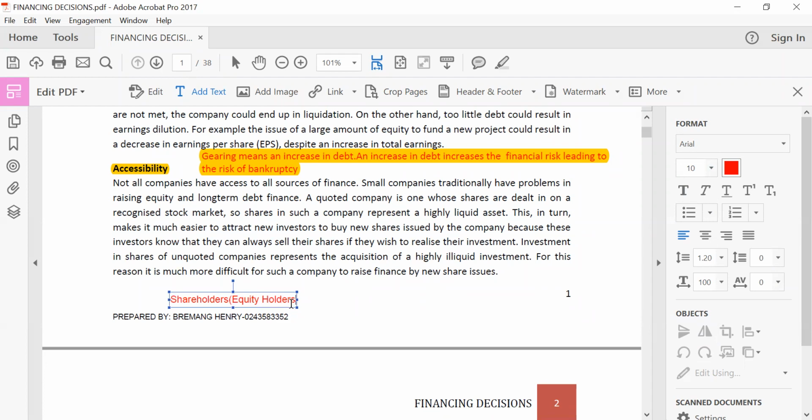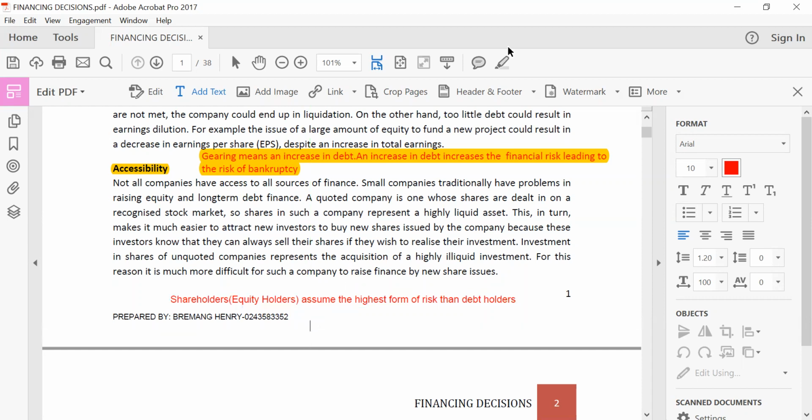So shareholders are also called what? Equity holders. We say that they assume the highest form of risk. Their risk is huge, right? Higher than debt holders.